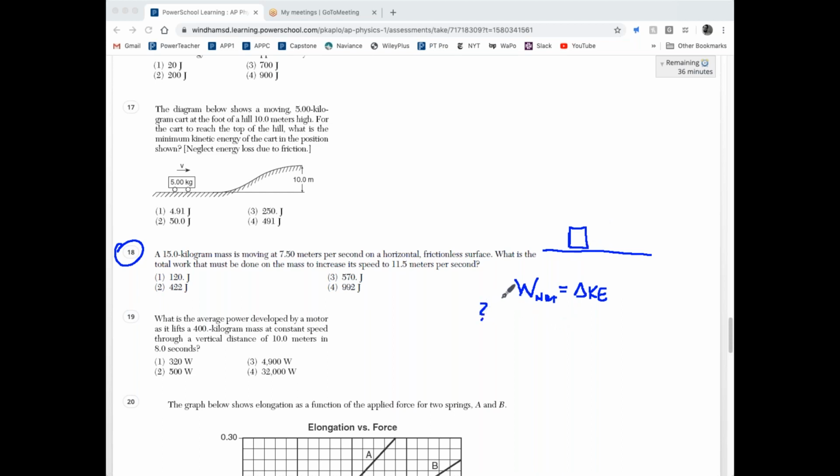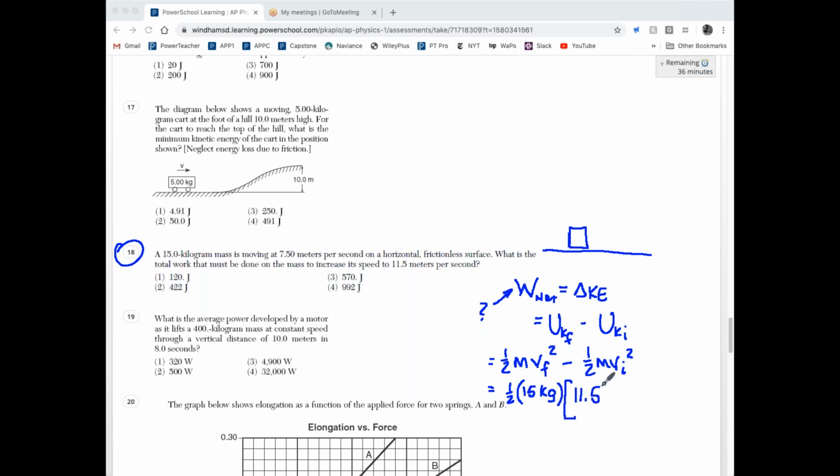So we're trying to answer the work question. All we really need to know is the difference between the final kinetic energy and the initial kinetic energy. So the right-hand side becomes 1/2 mv final squared minus 1/2 mv initial squared. Well, we have all these numbers. I could factor out the 1/2 and the m. We might as well. It's 1/2 of 15 kilograms, and then we're left with v final squared minus v initial squared.